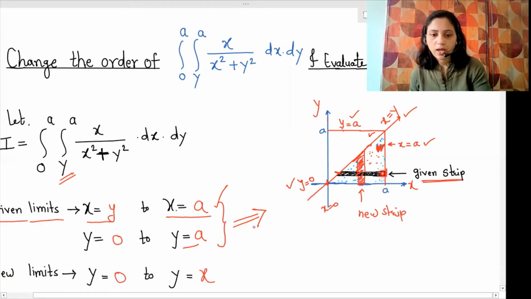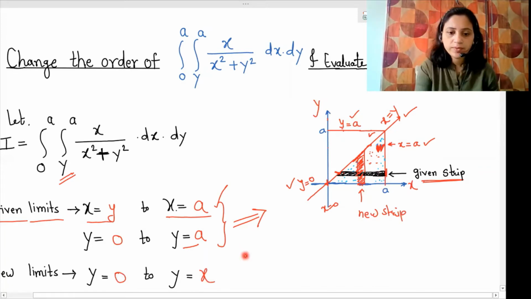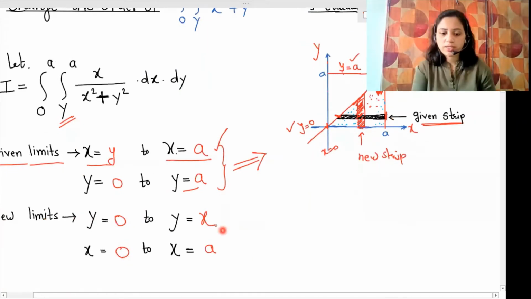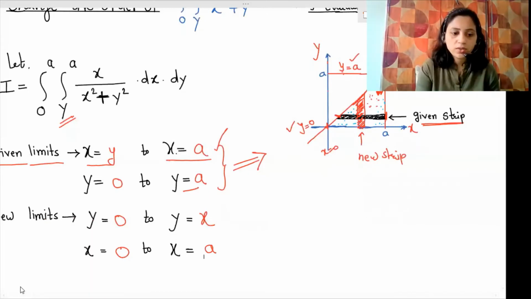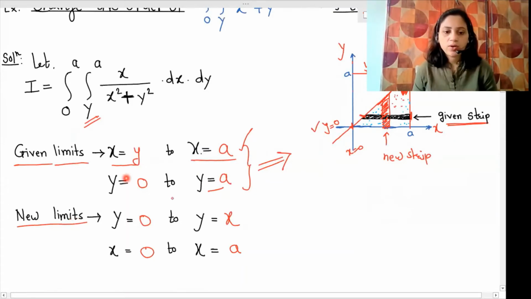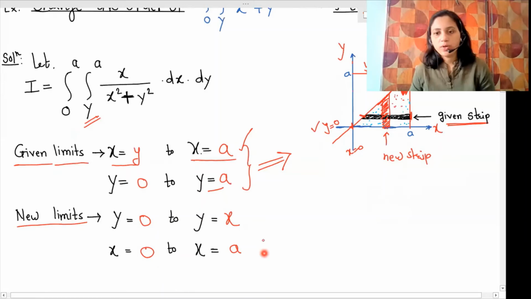So I'm going to write that here, x equal to 0 to x equal to a. So these are my new limits. Here we complete our second step. Now we got our new limits, that is y equal to 0 to y equal to x and x equal to 0 to x equal to a.